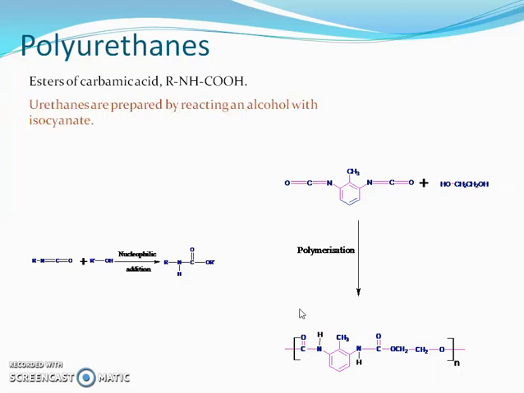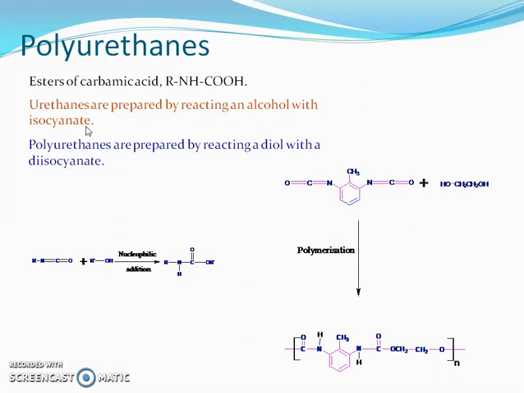Polyurethane is an ester of carbamic acid, so they are known as carbamates. They have the general structure RNHCOOH, where the OH is replaced by OR'. Polyurethane is a linear polymer which is prepared by reacting an alcohol with an isocyanate.